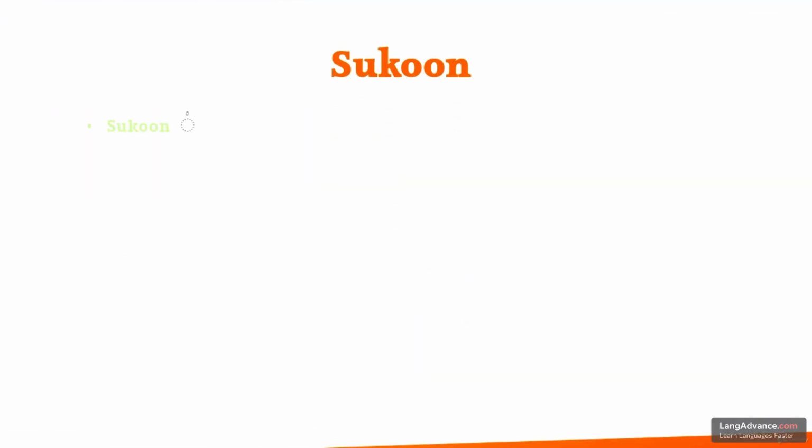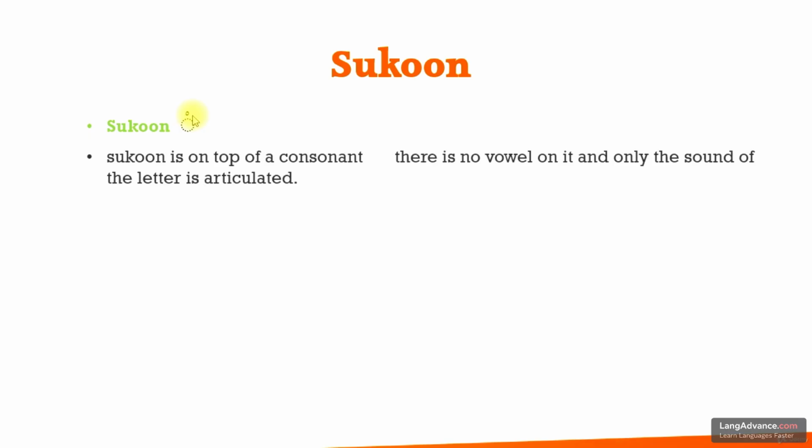Sukun is a symbol, the circle here on a letter. And what is sukun? Sukun is on top of a consonant. This means that there is no vowel on it, and only the sound of the letter is articulated. So if we have sukun on ba, it will sound like b. So just the b sound will be uttered.